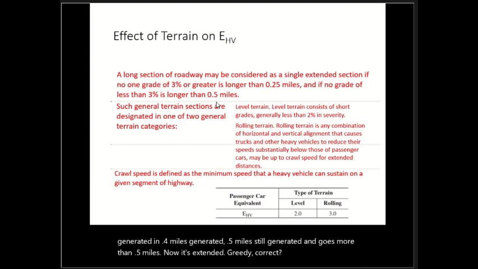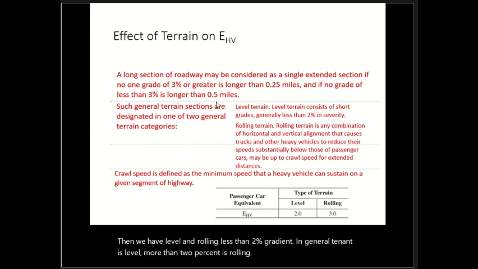Okay. Now once you know that it is general terrain, then we have level and rolling. Less than 2% gradient in general terrain is level. More than 2% is rolling. Got it?